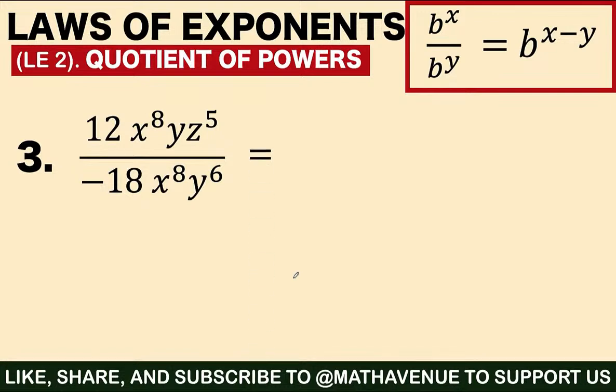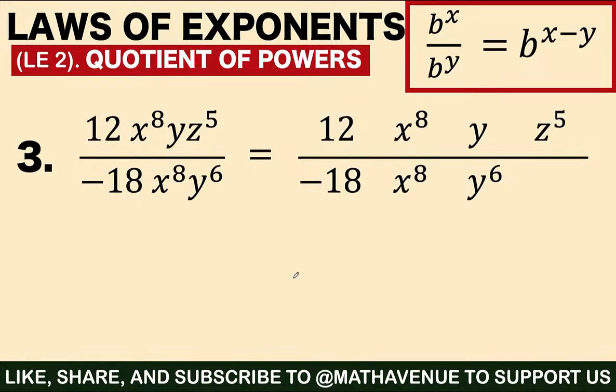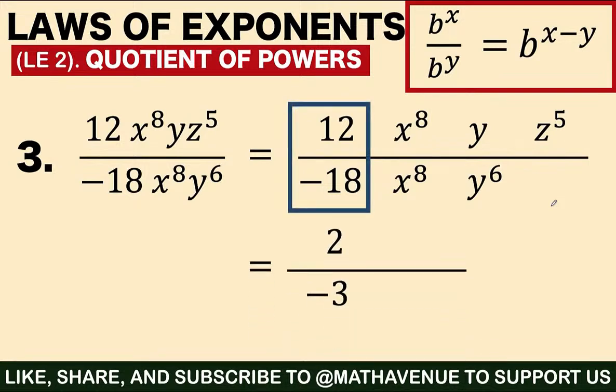So again, line up all the numerical coefficients, line up all those factors with the same variables. Notice that z is alone here because there's no z in the denominator. That's all right. Then the lowest term of 12 over negative 18 is 2 over negative 3. This x to the 8 divided by x to the 8 can be cancelled out. Or when you subtract 8 minus 8, that becomes 0, but any number raised to 0 is 1. And when you multiply 1 times all these other factors, it will not affect the product. So we just cancel it out.